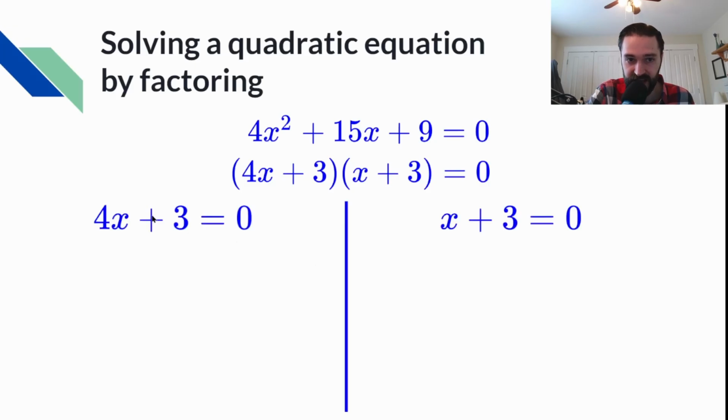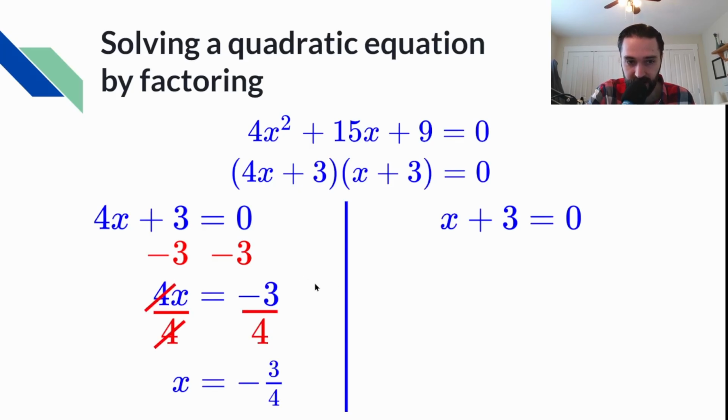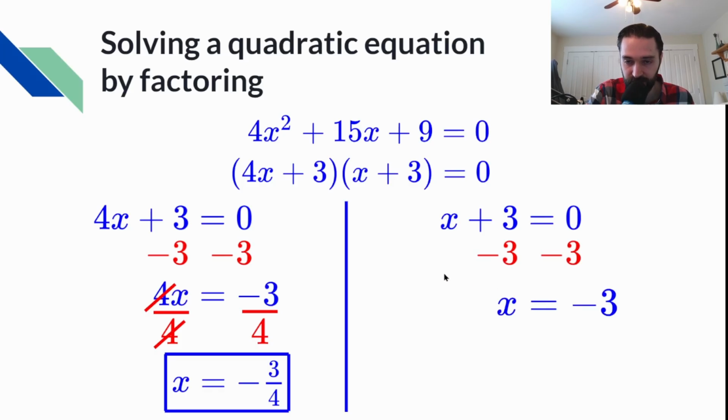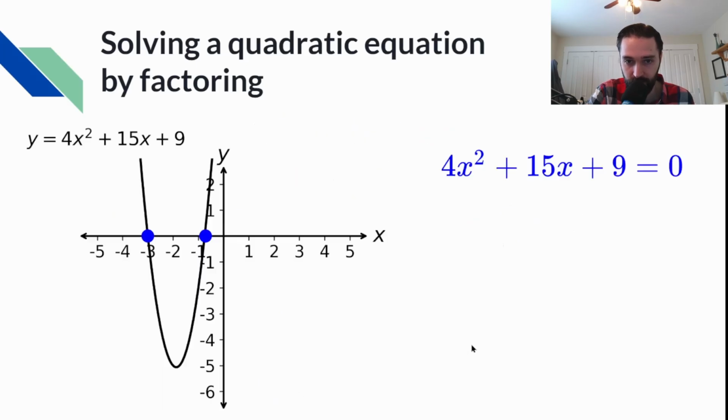So we can set each of these pieces equal to 0 by the zero product property. Let's subtract 3 from both sides over here, and we get 4x equals negative 3. And then let's divide both sides by 4 to isolate x, and we get x equals negative 3/4. So that's one solution. Over here, let's subtract 3 from both sides, and we get x equals negative 3. So these are our two solutions.